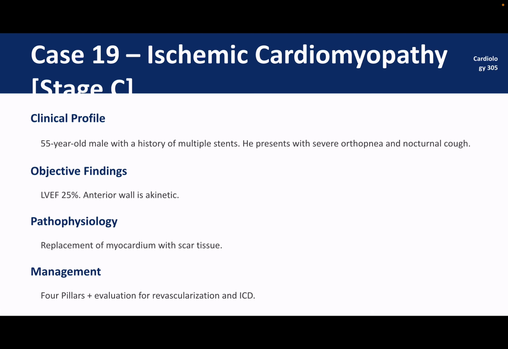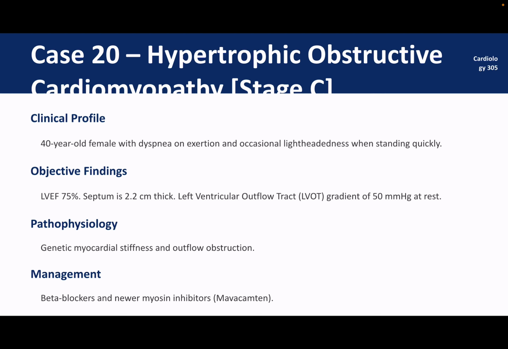It often improves renal function. Ischemic cardiomyopathy, stage C: multiple stent history, EF of 25%, akinetic wall, orthopnea. Scar-related heart failure with reduced EF: four pillars plus consider revascularization plus ICD evaluation. Hypertrophic obstructive cardiomyopathy: young woman with thick septum, LVOT gradient, exertional symptoms. Beta blockers first line, consider mavacamten, a myosin inhibitor, for obstruction. Avoid vasodilators.